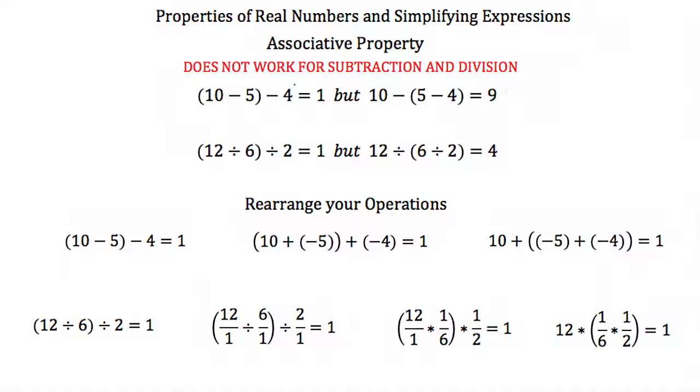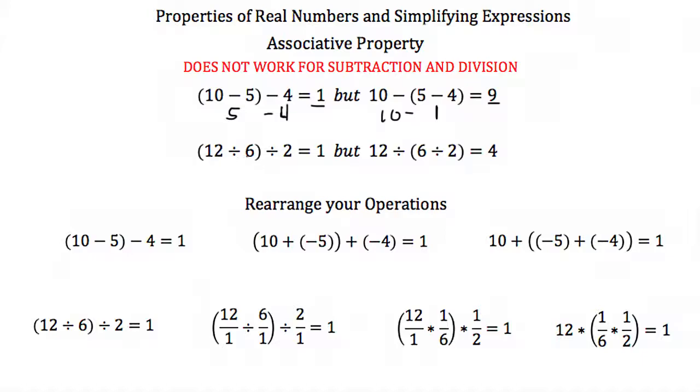And here's why. If I do 10 minus 5, I get 5. And then I subtract 4, I'm going to get 1. But if I do the 5 and 4 first, if I do 5 minus 4, that's 1. And then 10 minus 1 is equal to 9. So the order I did this in changes the answer from 1 to 9. This happens with division too.